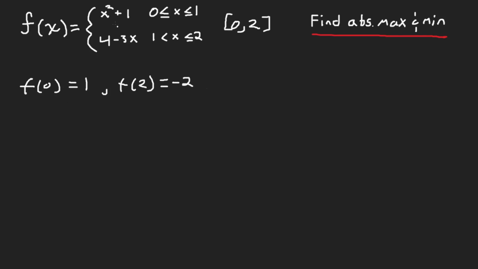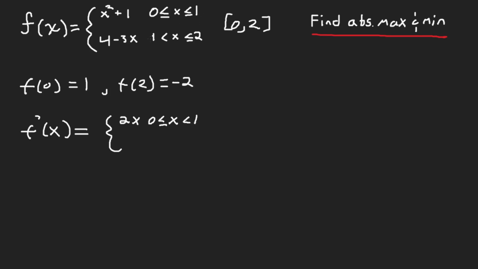Next, we're going to want to find all critical points of our function. So for differentiating a piecewise function, what you're going to do is take the derivatives of each separately. So the first equation is going to be 2x. And you'll actually notice I am not going to include that equal sign. So this is going to be x less than 1.